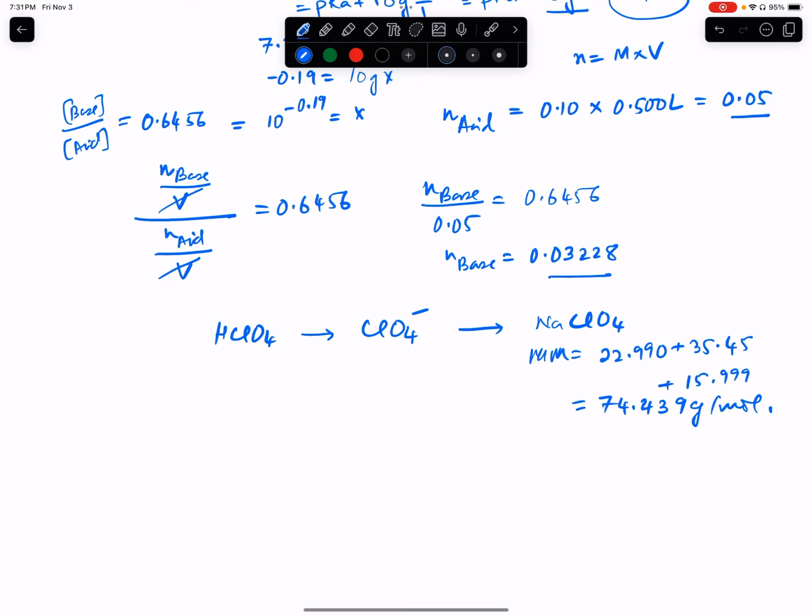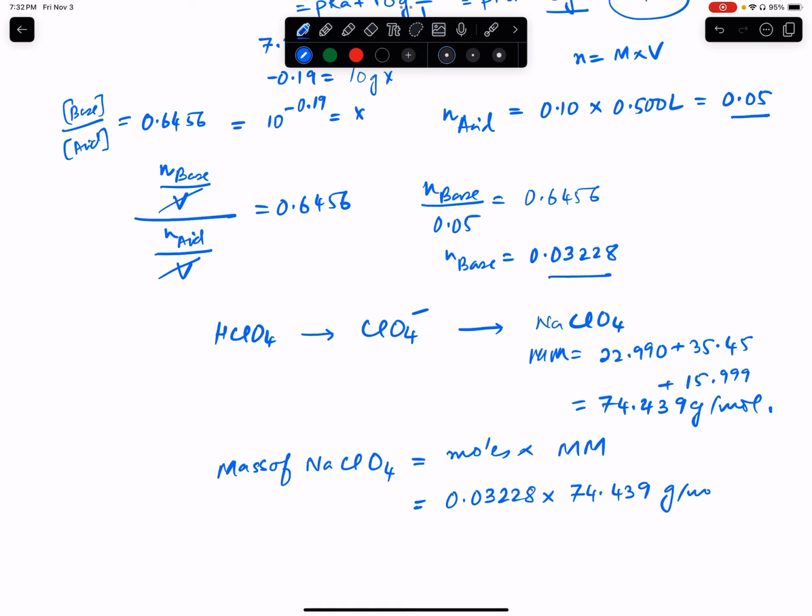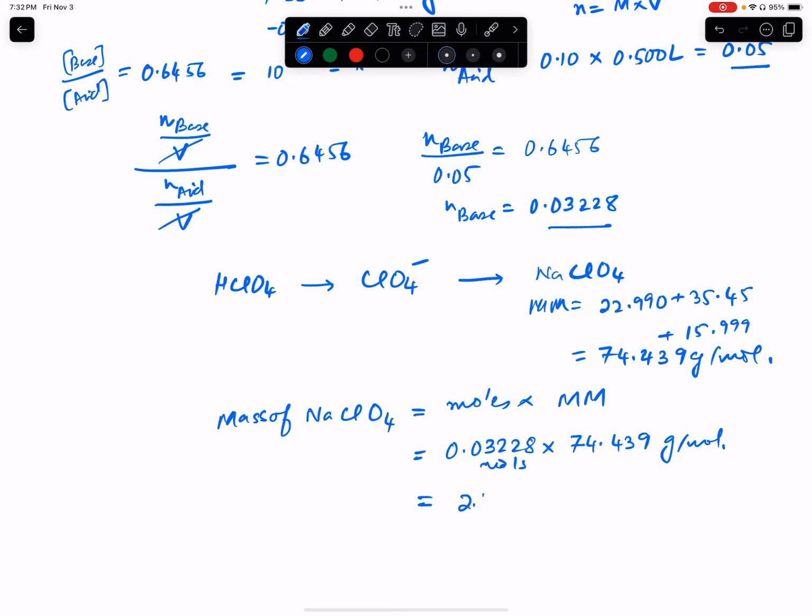Now we have the molar mass and we have the moles, so the last step is to calculate the mass. The mass of NaClO4, which is the sodium salt of the conjugate base, is equal to moles times molar mass. Moles is 0.03228 times the molar mass, 74.439 grams per mole. That gives us 2.4 grams, which is the correct answer.